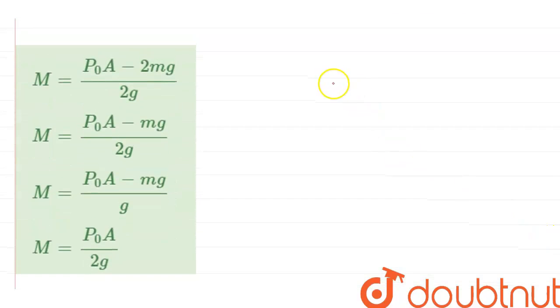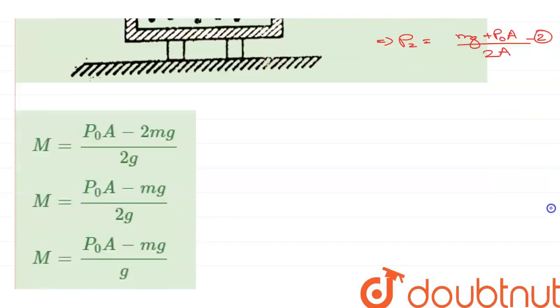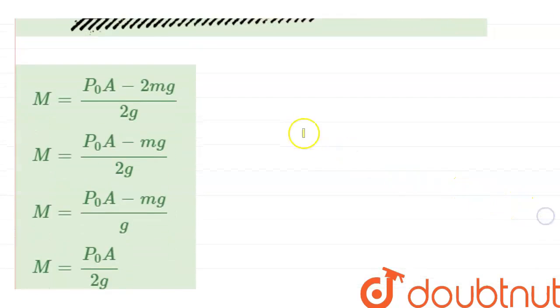Now, when the piston is at this height h, this is your piston at its maximum position. At this time we are applying some force F to lift this entire system up.